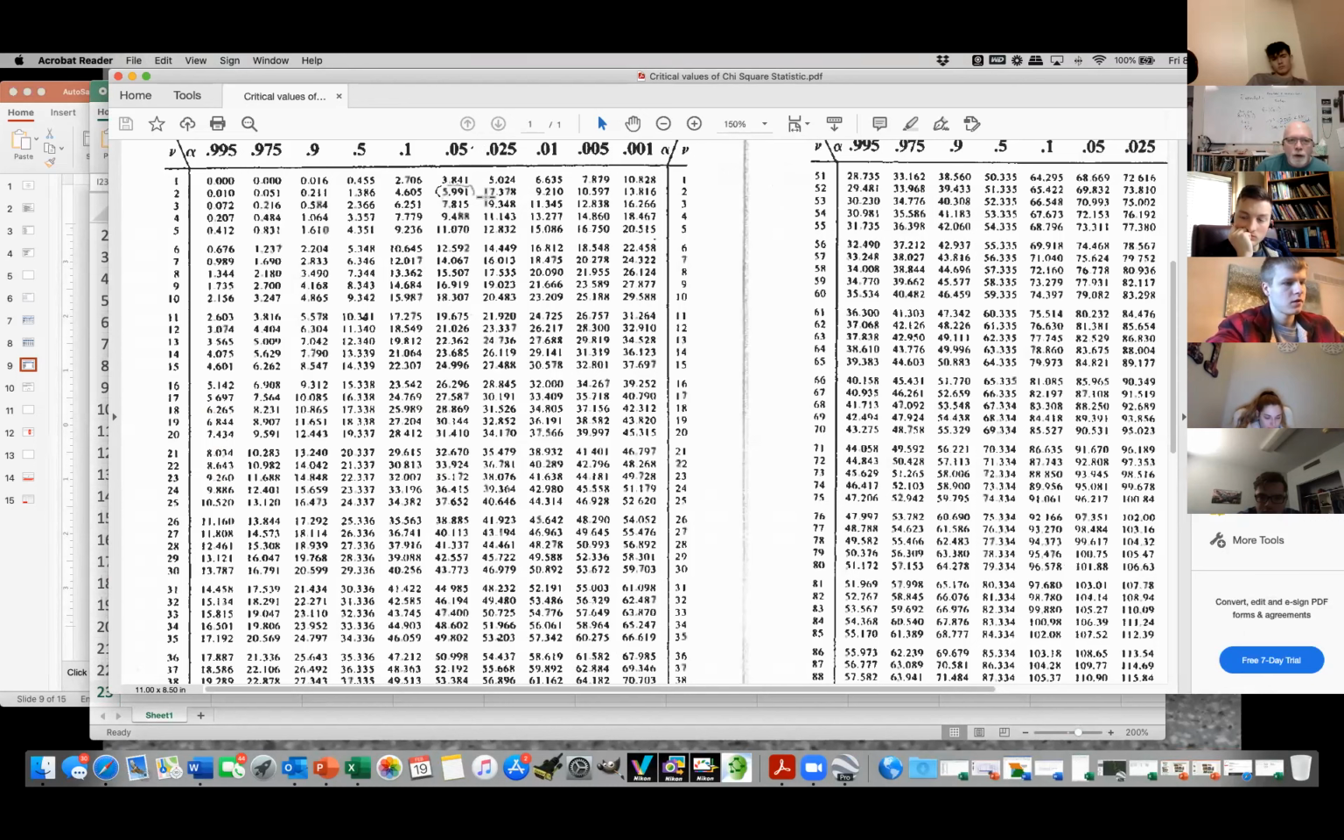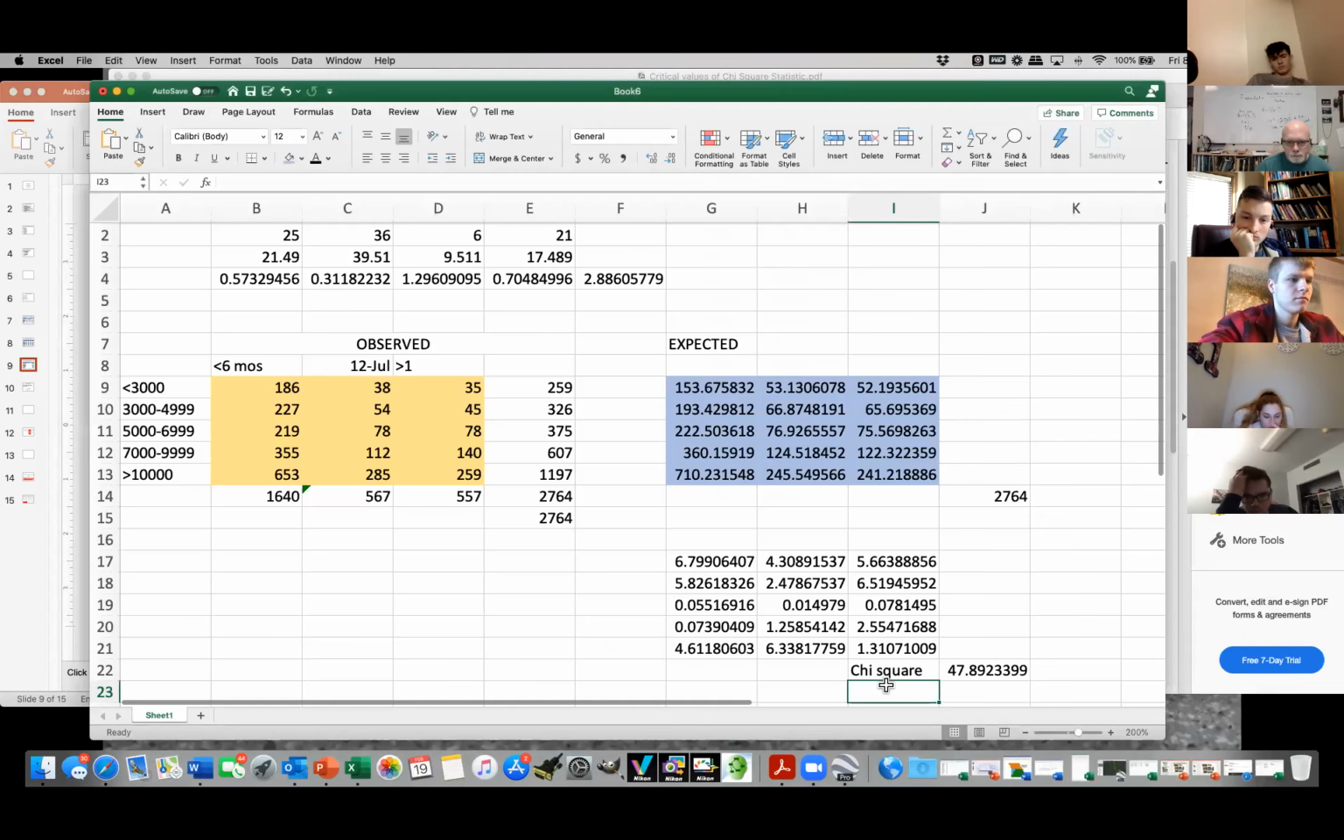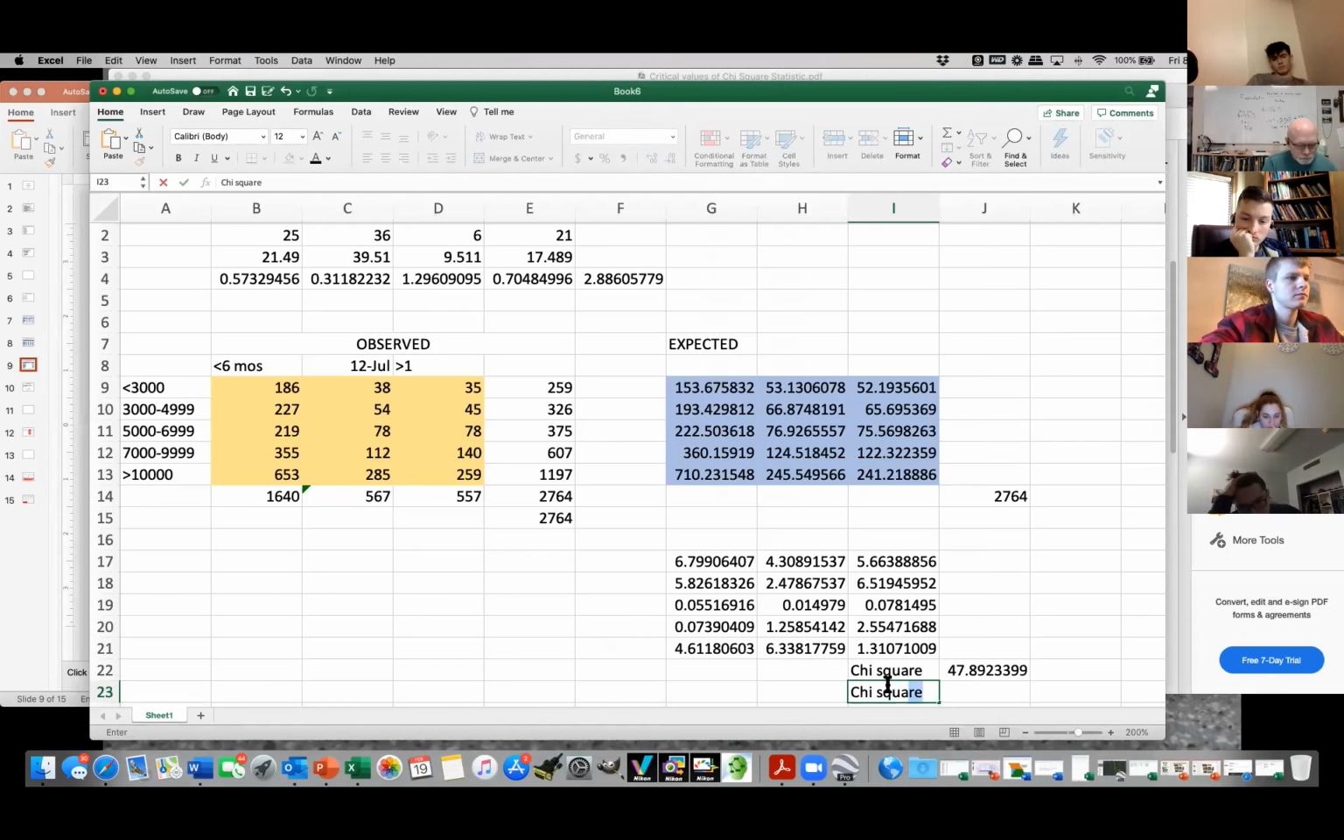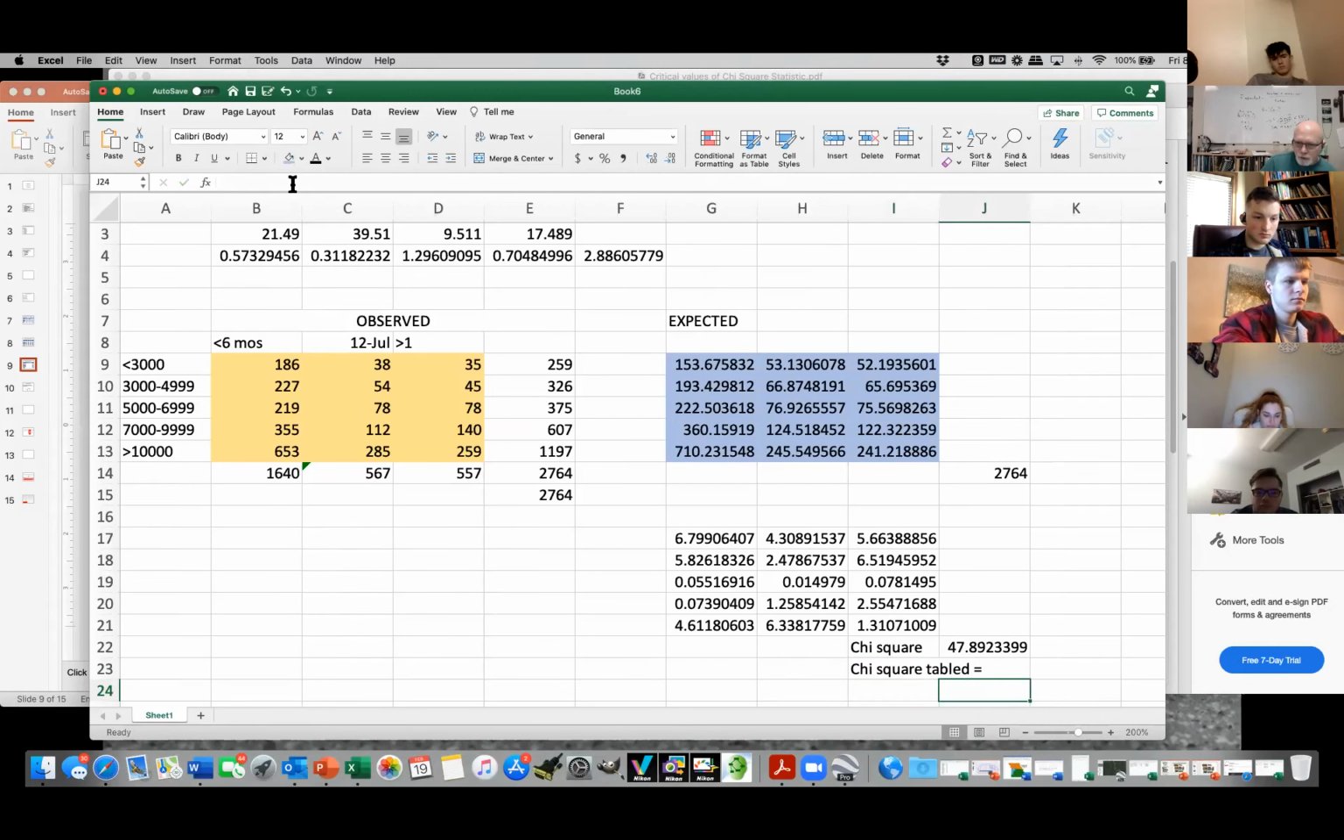So we would go to 0.05, and we would go down to 8 degrees of freedom, and we would find that the table's value is 15.507. Actually, I should have said the critical value of the chi-square is 15.507. And in this case, the observed chi-square value is way bigger than the critical value. So we would say in this case, there is some lack of independence here.